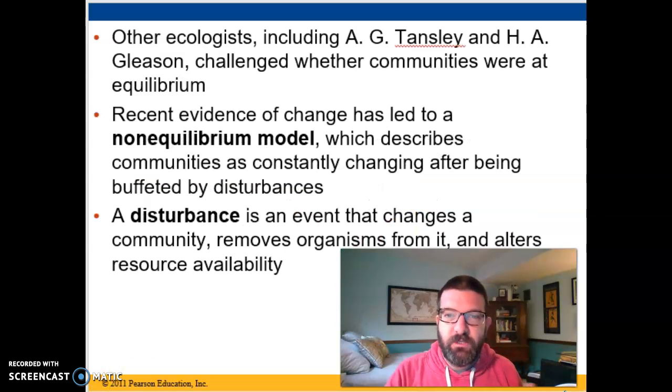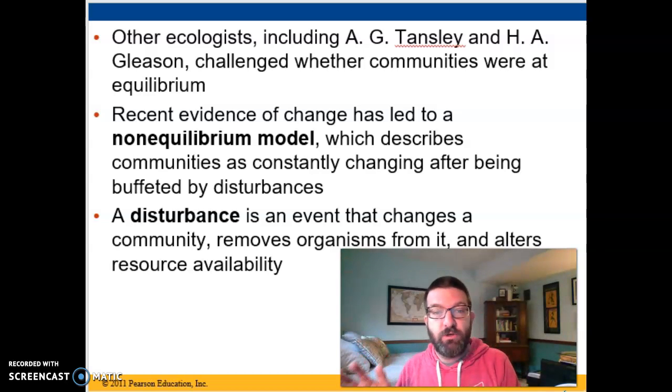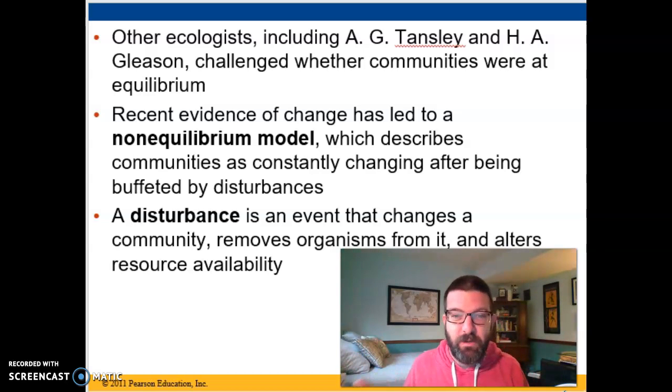But other ecologists since then have challenged this idea that communities are usually at equilibrium, and they've put forward, with a lot of recent evidence supporting it, a non-equilibrium model, which describes communities as constantly changing, meaning you have a disturbance, you start to recover from that disturbance, you have another disturbance, not necessarily a big one. Doesn't mean that we're having constant forest fires or volcanic eruptions, but windstorms that knock over some trees, right? Or a small fire, things like that.